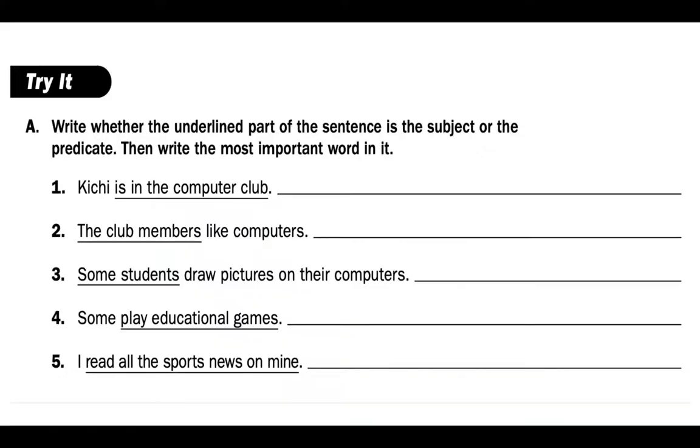Look underneath the box on your packet at the Try It section. Activity A. Write whether the underlined part of the sentence is the subject or the predicate. Then write the most important word in it.